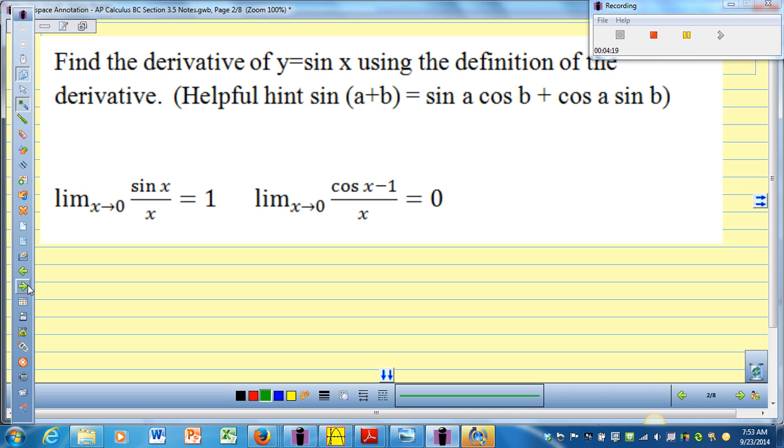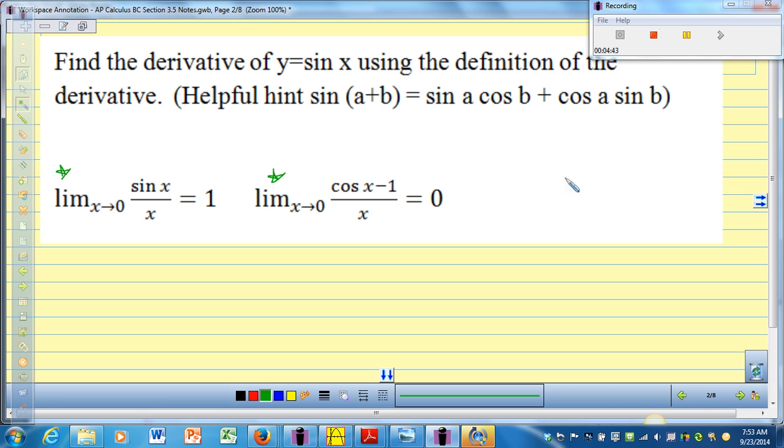So now, let's find the derivative of y equals sine x using the definition of the derivative. Your helpful hint is that sine of a plus b is sine a cosine b plus cosine a sine b. We have a couple little reminders of our special limits that you should always look for when you're dealing with trig functions. The limit as x approaches 0 of sine x over x is 1, and the limit as x approaches 0 of cosine x minus 1 over x is 0.